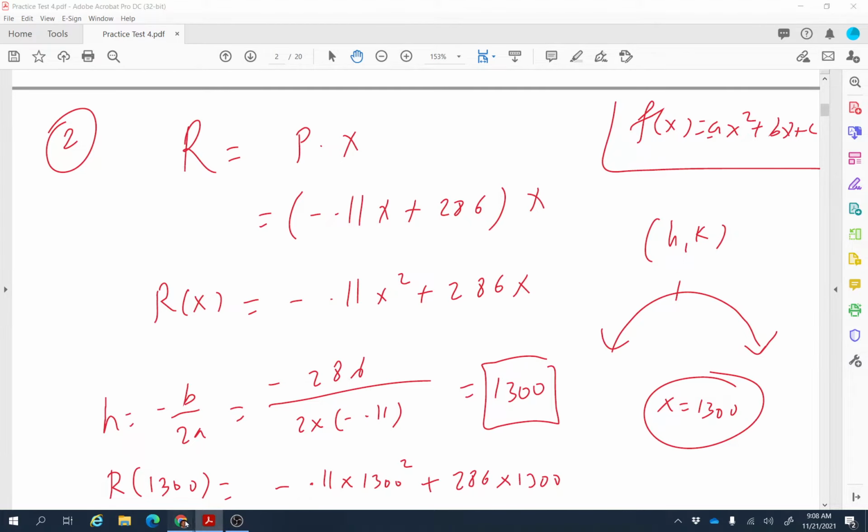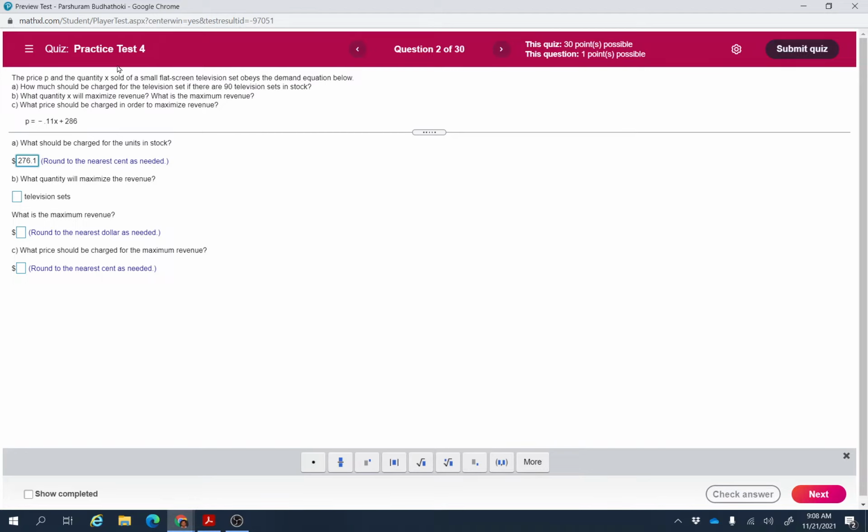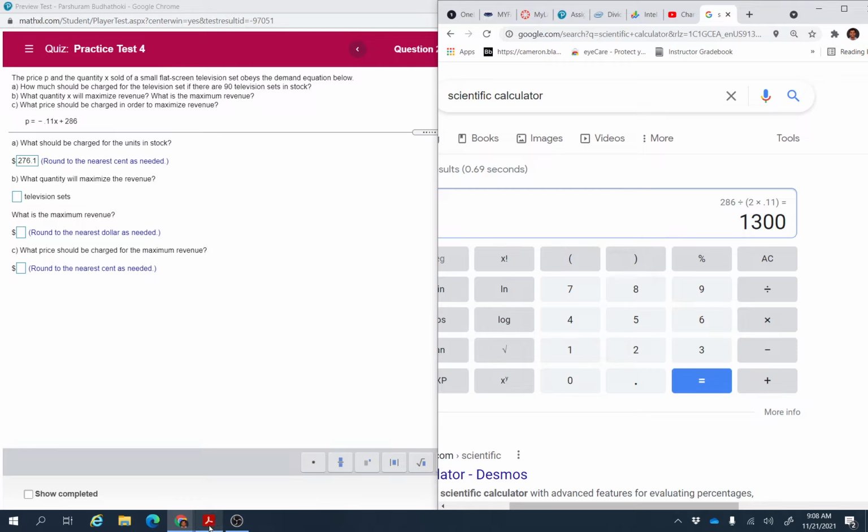So by using your calculator, let me see here, where is the calculator? So that is negative 0.11 times 1300 squared, plus 286 times again 1300. So that is, oh, did I use the minus? No, I did not use the minus. There should be a minus. Okay, so I missed the minus here. Let me just start again.